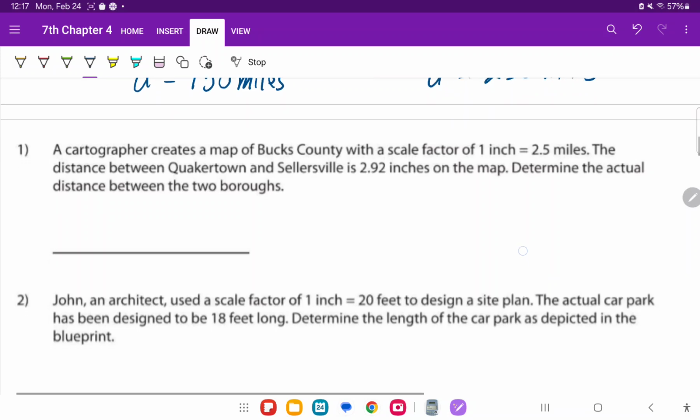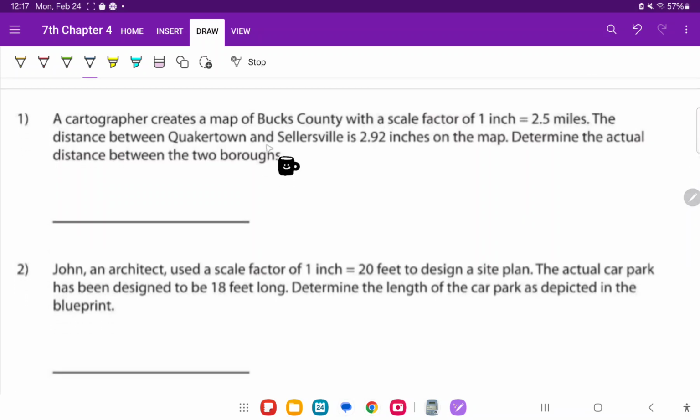All right, so if we look at this next one, a cartographer creates a map of Bucks County with a scale factor of 1 inch equals 2.5 miles. The distance between Quakerton and Sellersville is 2.92 inches. Determine the actual distance between the boroughs. So we're going to use that scale, 1 to 2.5, and that equals 2.92. Now, how do we know to do that? Because we put inches on top and miles on the bottom, right? So we're missing that D.